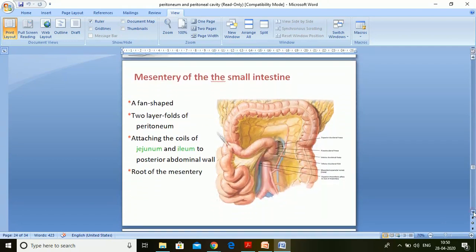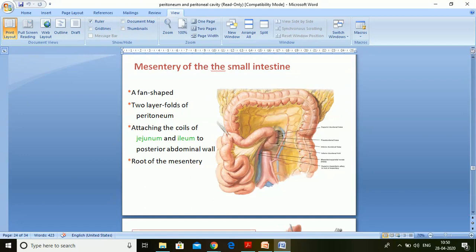This is the mesentery that attaches the small intestine. This yellowish attachment of mesentery is seen around the coil. See here, this is a coil of small intestine, and these are the fat layers that attach the small intestine. So the fan-shaped two-layered peritoneum attaches coils of jejunum and ileum to the posterior abdominal wall at the root of the mesentery. This is the root of the mesentery, where the mesentery is not only attaching the small intestine but also the colon.